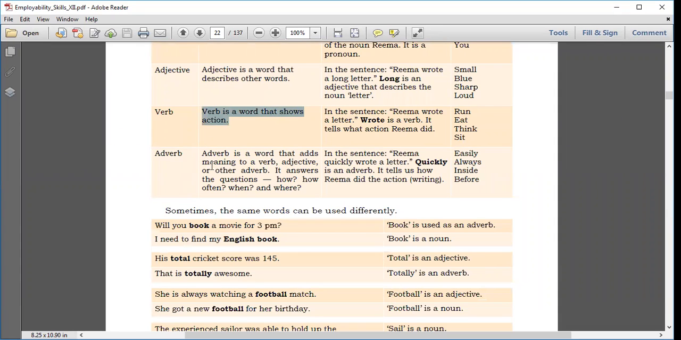Adverb is that adds the meaning to the verb, right? Like she wrote a letter. She wrote a letter quickly. So this quickly word is adverb.